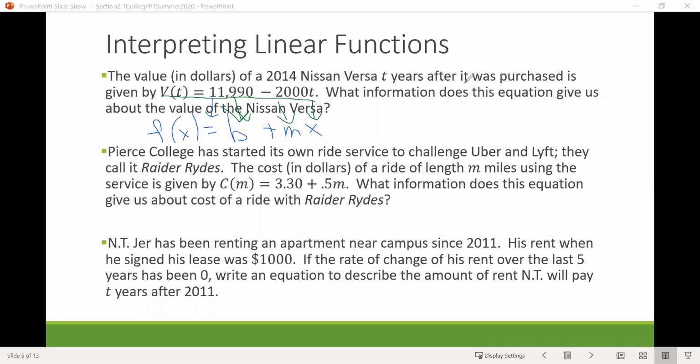So thinking about what we were just looking at, what does this tell us? Well, the value of b being 11,990, it looks like that would be our starting value. And notice here that the units there would be $11,990. So that's the starting value.